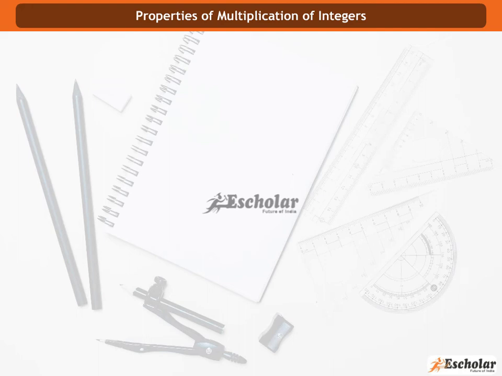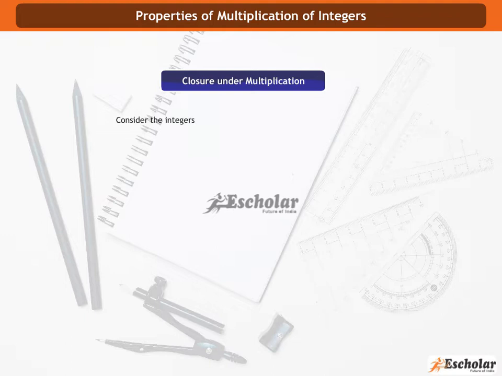Properties of multiplication of integers. Closure under multiplication. Consider the integers 2, 8, minus 4 and minus 3. Multiply these integers 2 at a time. What will you get? Let us see.